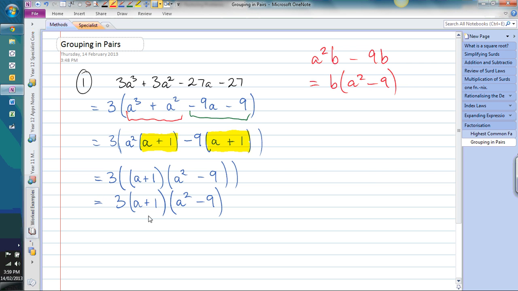Now, this is actually not as fully factorized as it can be. This last part here can actually be factorized further, but to do that we're going to have to look at another method called the difference of two squares, and we'll come back to this problem in a couple of videos and deal with how we would actually factorize this last part further. But as far as the grouping in pairs goes, this is as far as we can go with that method.